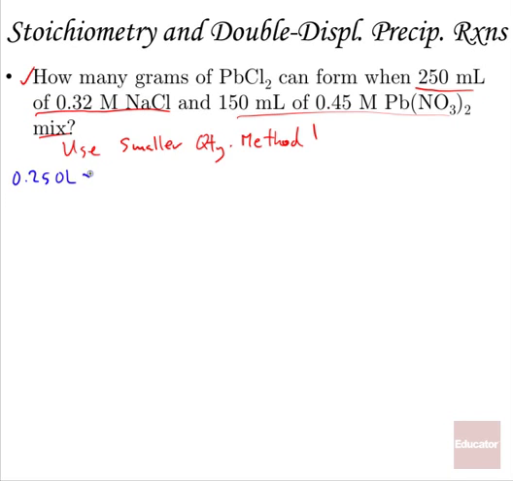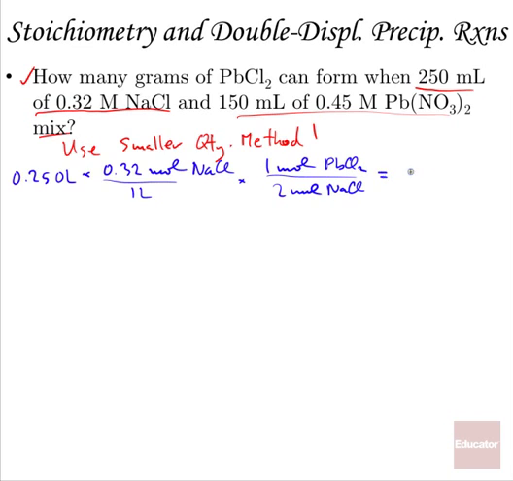All right, so 0.250 liters, and this is going to be times 0.32 moles over liter of sodium chloride. Okay, we want to get to lead chloride. Remember, it's a 1:2 ratio. We just did this. All right, and so that's going to give us 0.040 moles of lead 2 chloride.